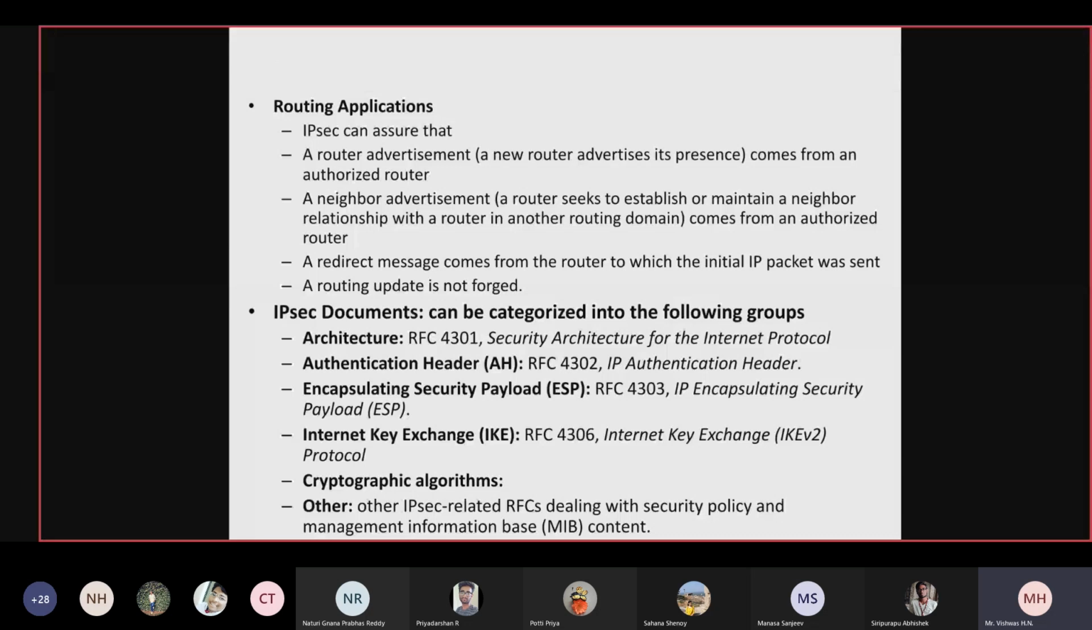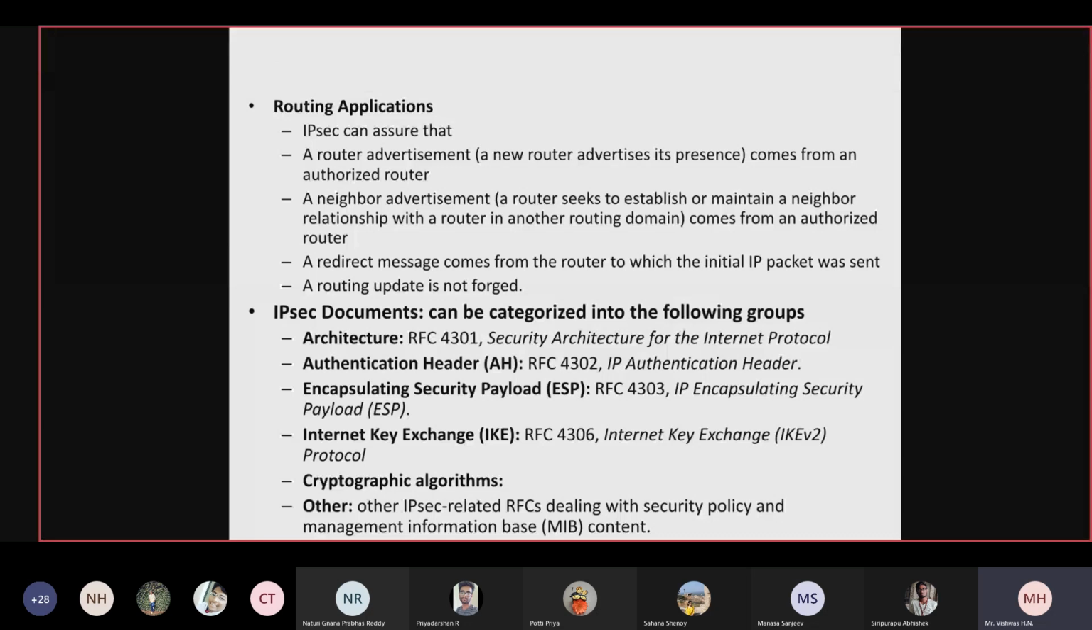So what are the IPsec documents? Very important, students. What are the IPsec documents? They can be categorized into the following groups. The first one is architecture. There are 6 documents. The first document is architecture, and it contains the security architecture for the internet protocol.